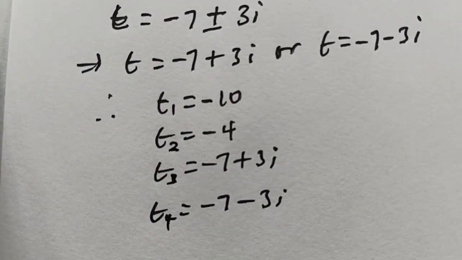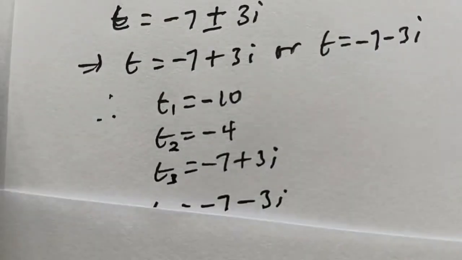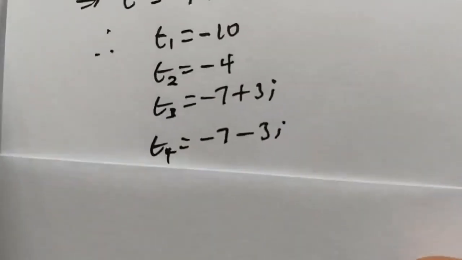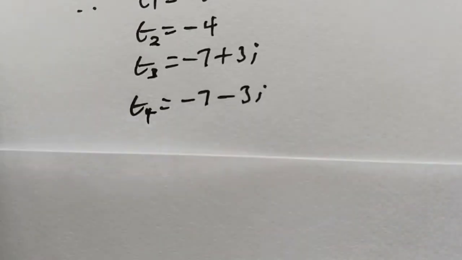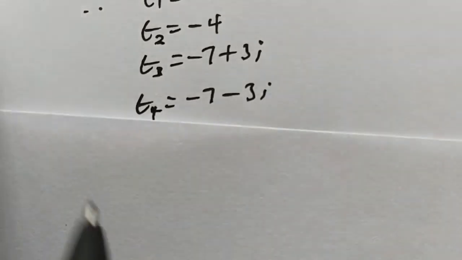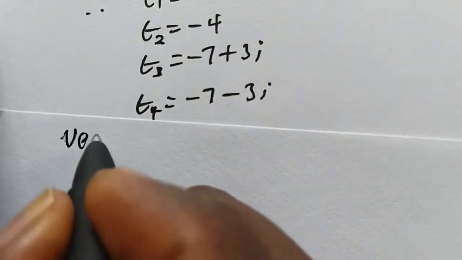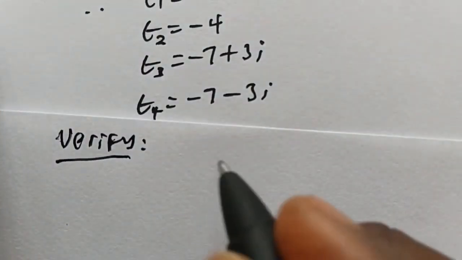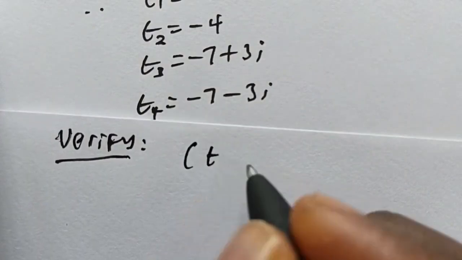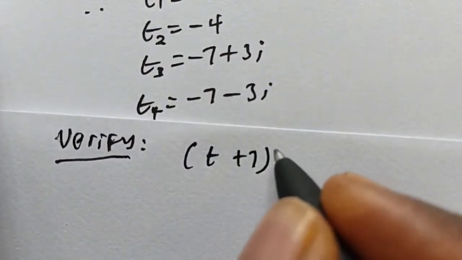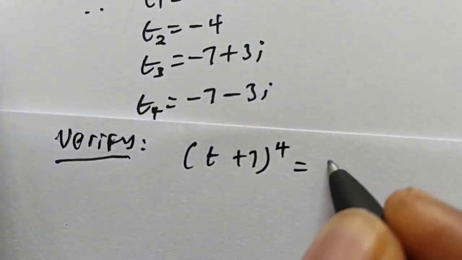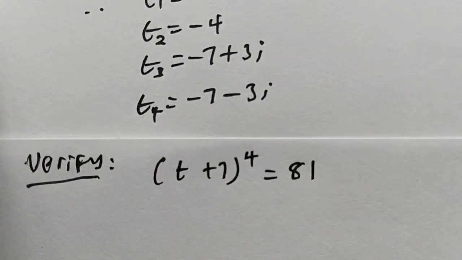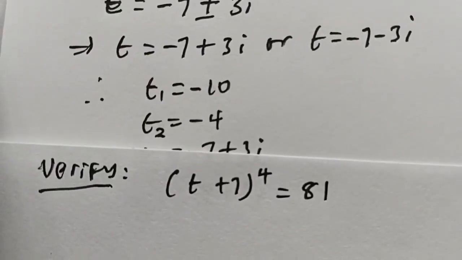But it will be very good if we can verify this answer. Let's verify it one by one now. The original question says T plus 7 to the power of 4 is equal to 81. Let's verify the first answer.